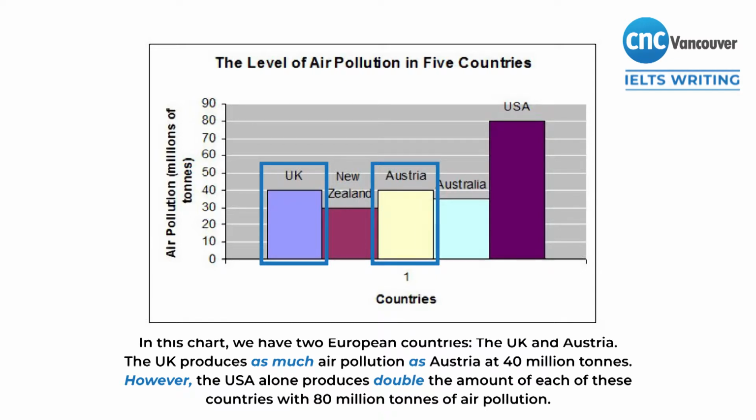Here is a sentence example using all of these ideas together. In this chart, we have 2 European countries, the UK and Austria. The UK produces as much air pollution as Austria at 40 million tons. However, the USA alone produces double the amount of each of these countries with 80 million tons of air pollution.